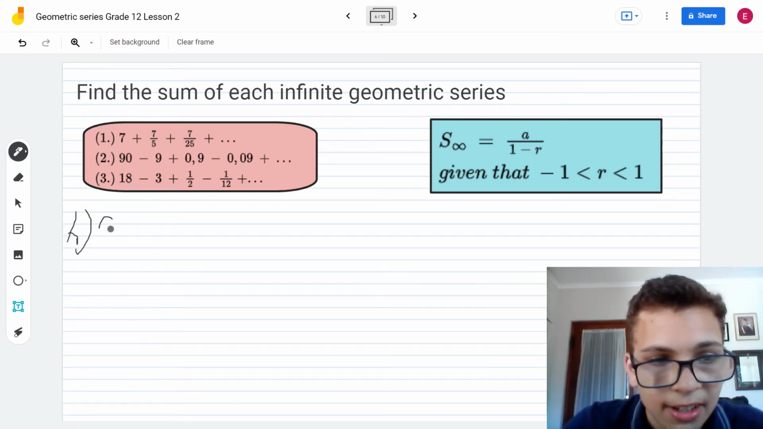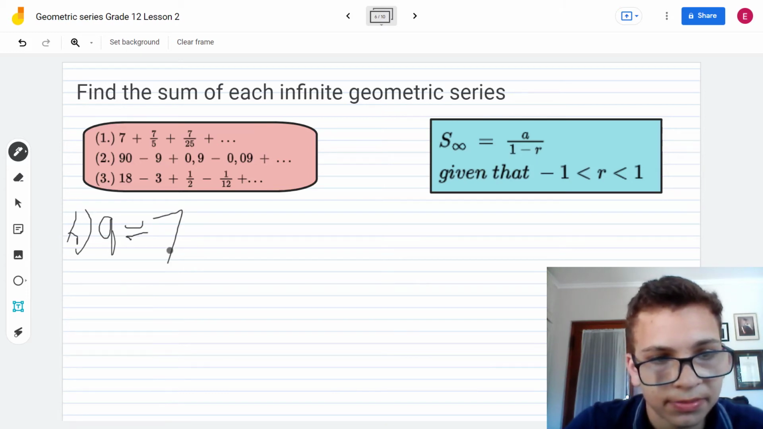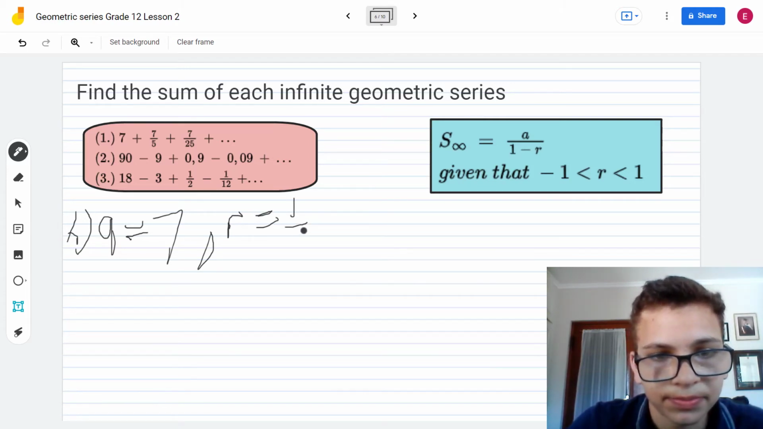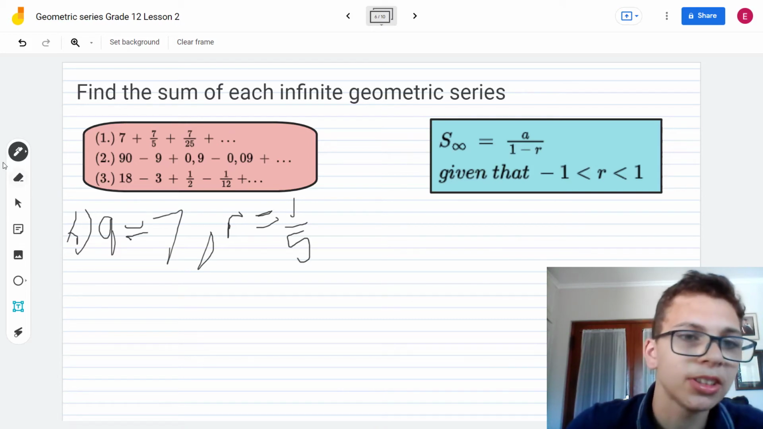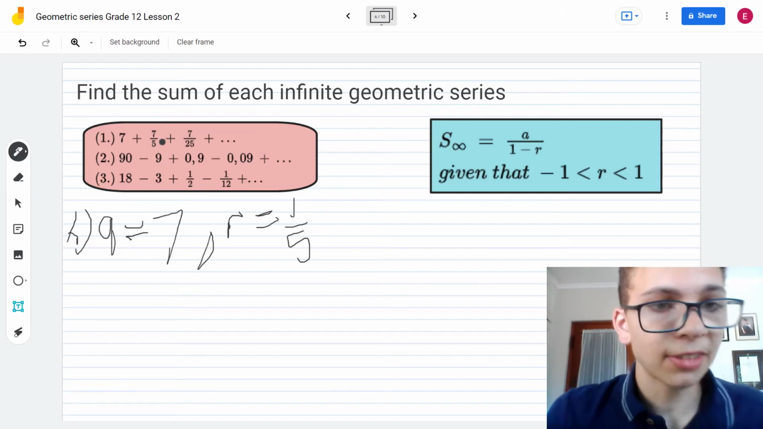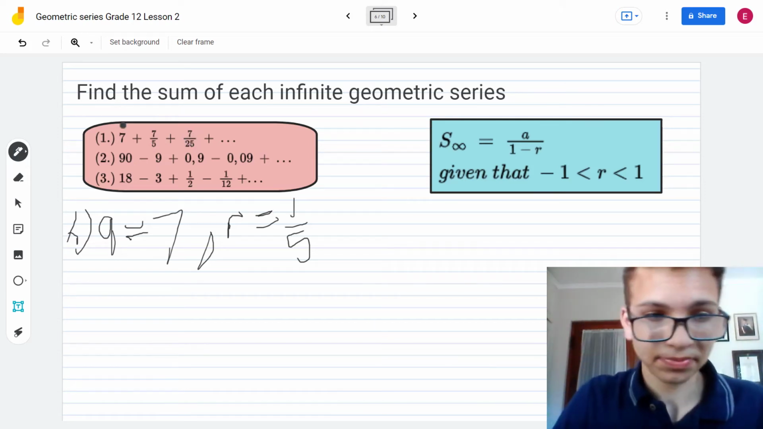So our a in this case will be 7, and our r will be 1 over 5. Because each time, 7 going to 7 over 5 is times by 1 over 5, and 7 over 5 to 7 over 25 is times by 1 over 5 again.